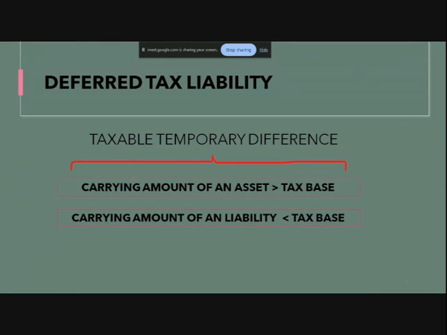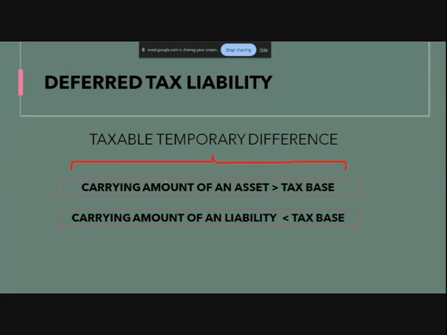Okay, so this box, you have to remember this, because a deferred tax asset is quite the opposite of this. Let's say in the question they tell you the carrying amount of the asset is 30,000 and the carrying amount in the tax base is 20,000. So is this a deferred tax liability or not? In this case, our carrying amount of an asset is greater than the tax base. So yes, this is a deferred tax liability.